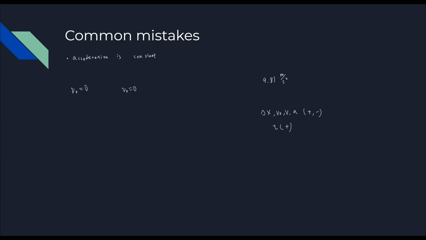If upward is assumed positive, then acceleration due to gravity must be negative. So you must always get your reference correct. If your reference is upwards, then whatever's dropping down is going to be negative. You might laugh and say, well, that's pretty obvious. But when you're actually doing a question, you would be surprised at how many people make mistakes like this.